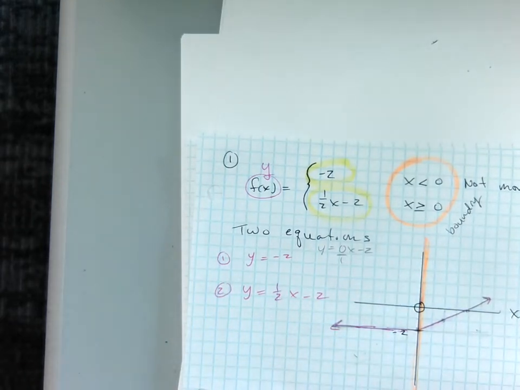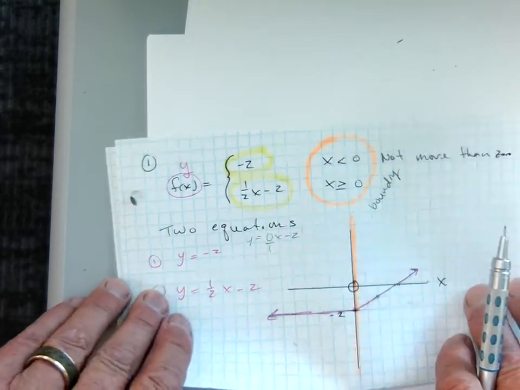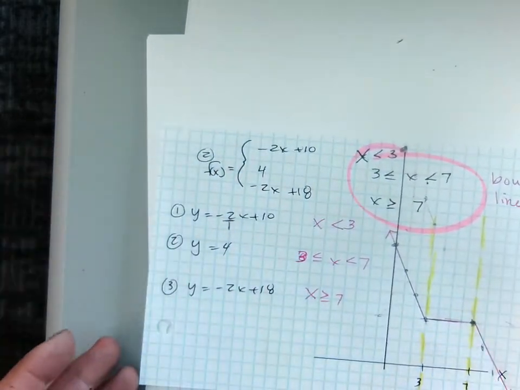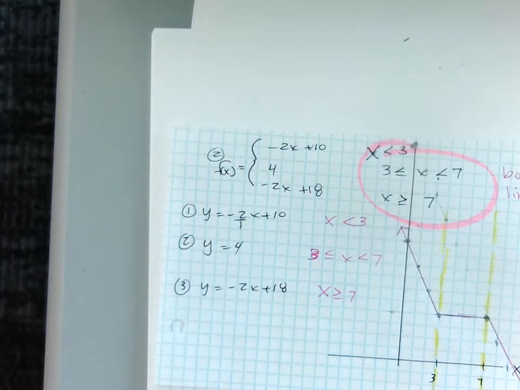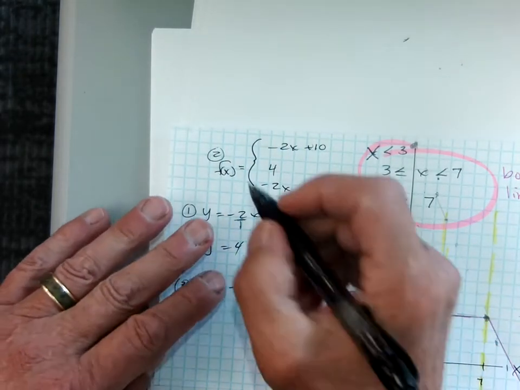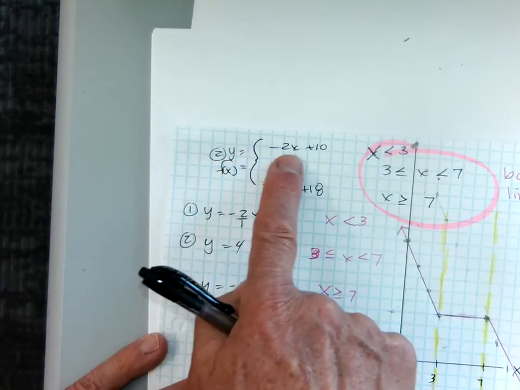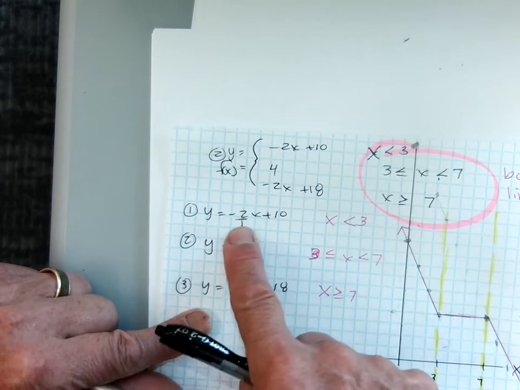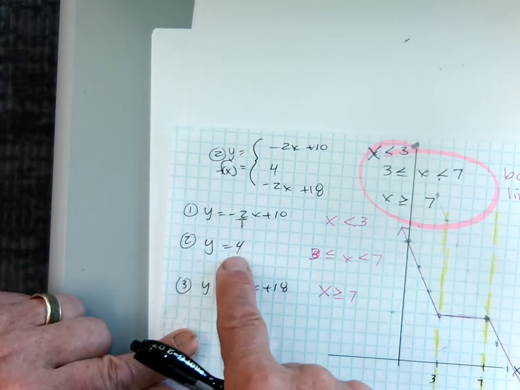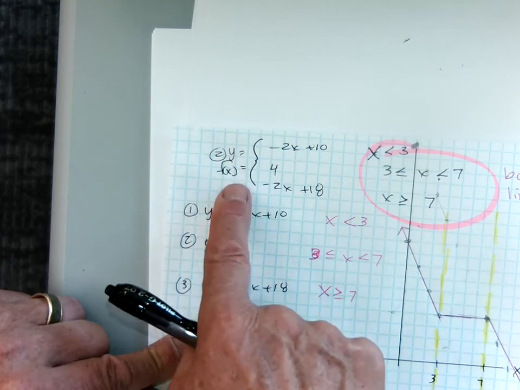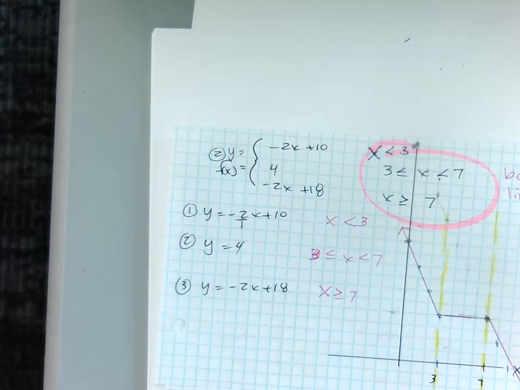Now the second graph, which we're going to look at, has 3 pieces. So let me turn this page. And our second graph out of the book has 3 different pieces. Now remember, y and f of x mean the same thing, right? So the first piece would be y equals -2x plus 10. The second piece is y equals 4. My third piece is y equals -2x plus 18, right? We'll have to graph these.